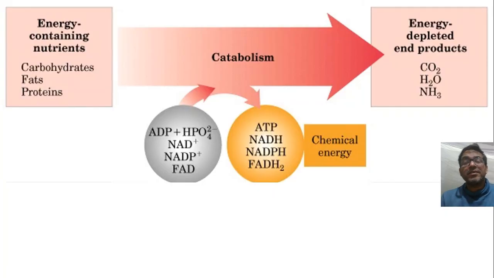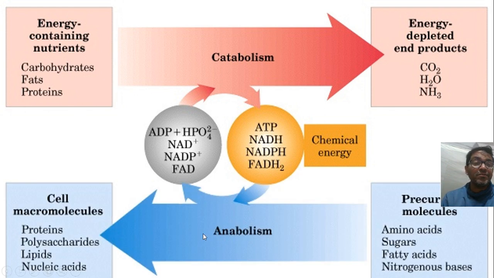And now it is given the energy-containing nutrients like carbohydrates, fats, proteins, that we are taking. And then I already told you ATP, ADP, adenosine diphosphate, HPO4, NAD, NADP. These are all different chemicals, and then the catabolisms. Then it will chemically gain the energy, and energy is depleted in the end products, carbon dioxide, water, and ammonia. This is the inorganic part. And next is the anabolisms, where the cell micromolecules we can get from the proteins.